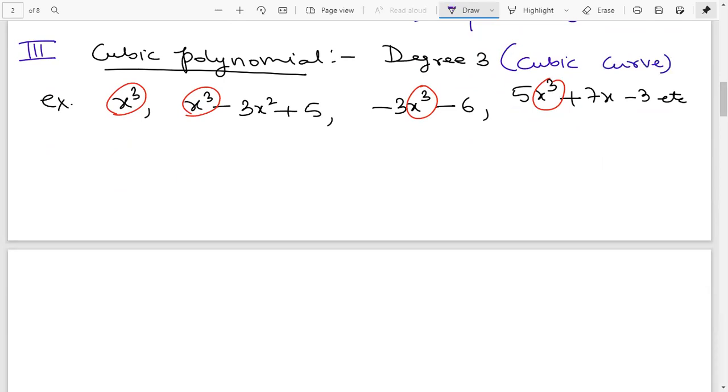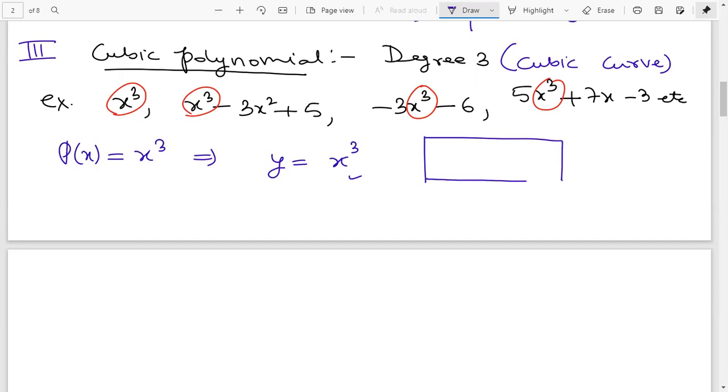Right. Let me take one example. Suppose we have p(x) as x cube. So we can take p(x) as y, so y equal to x cube, to find the y values, because based on the x value, y will come. For plotting this graph, and for others also, the nature will be the same, because we have degree 3.